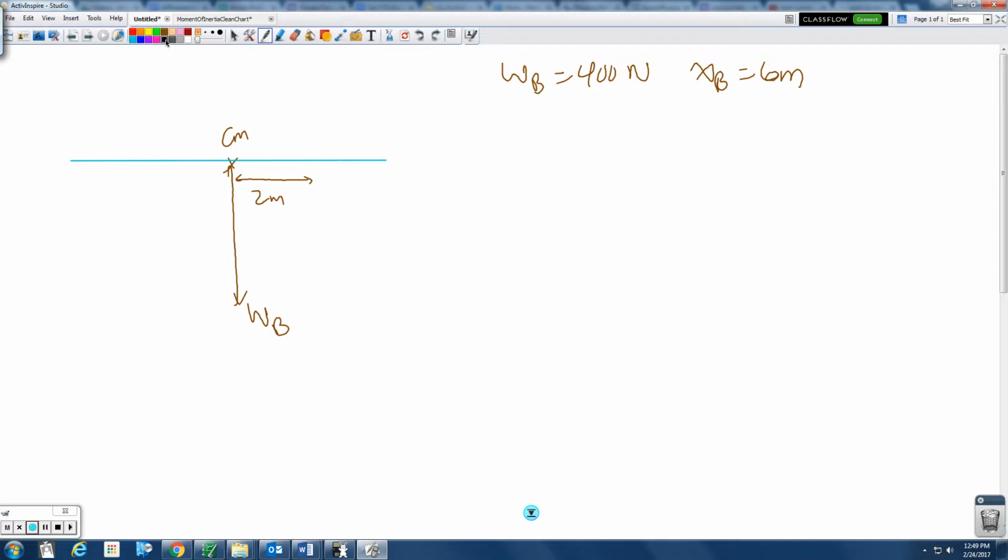What's next? A 450 Newton weight is attached 1 meter from the heavy end. Let's call that weight 1. Weight 1 is 450 newtons. And then there's another weight, weight 2. I call weight 2, 550 newtons. We got everything labeled here. So weight 1, the 450 Newton weight, is attached 1 meter from the heavy end.